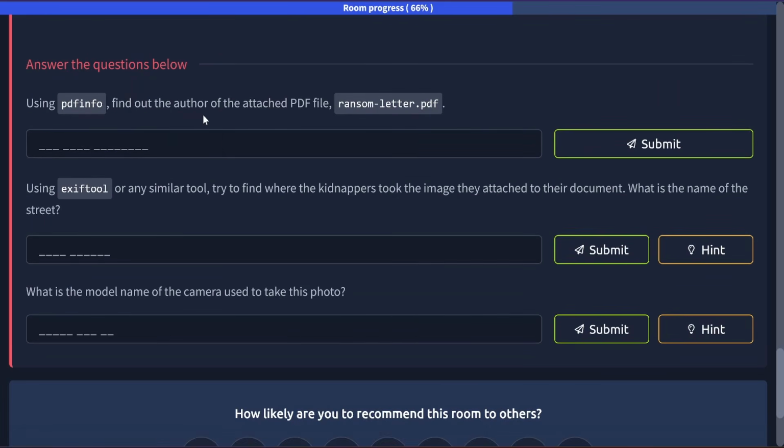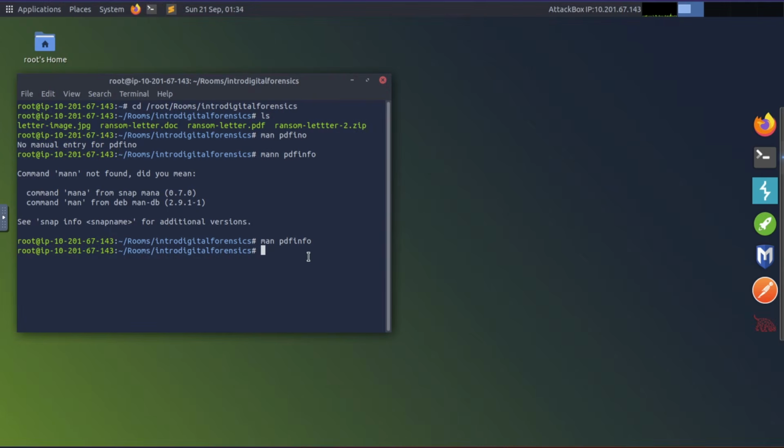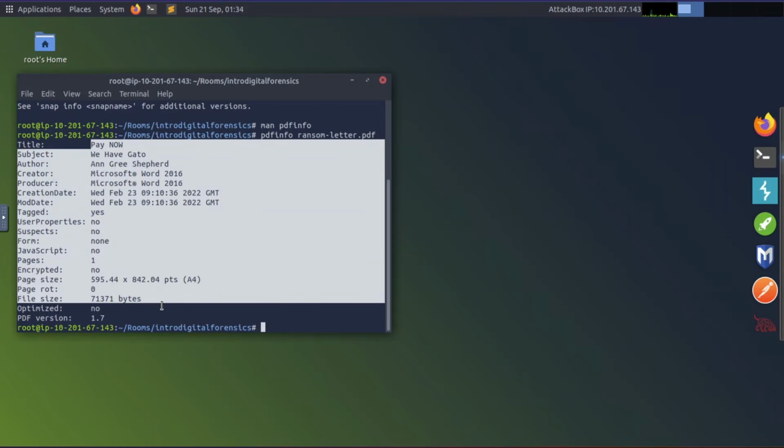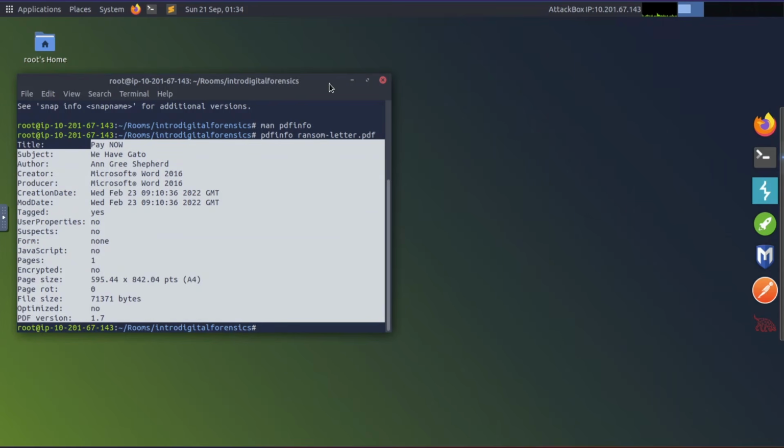So down to the questions. Using PDF info, find out the author of the attached PDF file, ransomletter.pdf. So we want to know the author. So let's do our pdfinfo, and that was ransomletter.pdf, right? And then let me just make sure. Yeah, we have ransomletter.doc and we have ransomletter.pdf. So let's look at that. And here we go. We can see all of this metadata about the PDF.